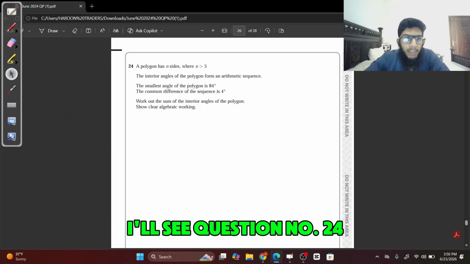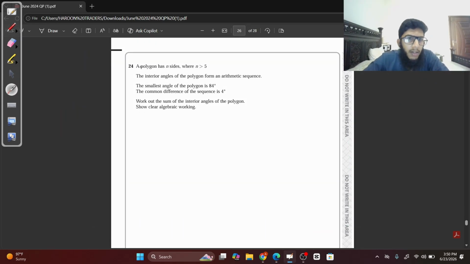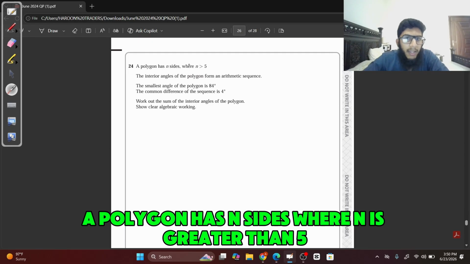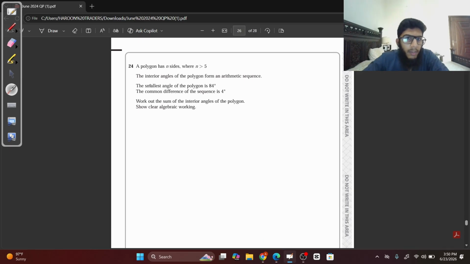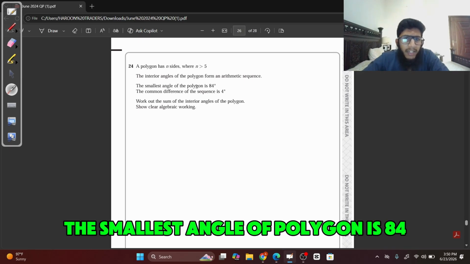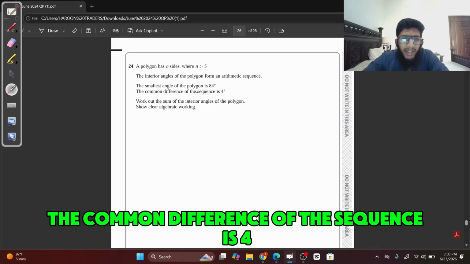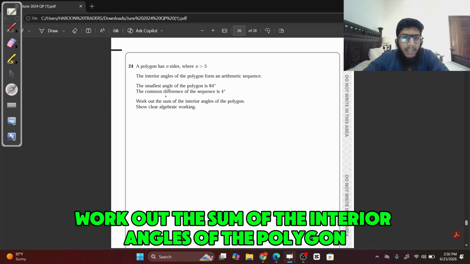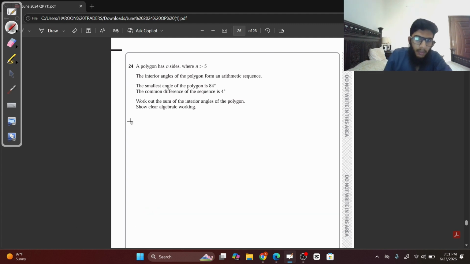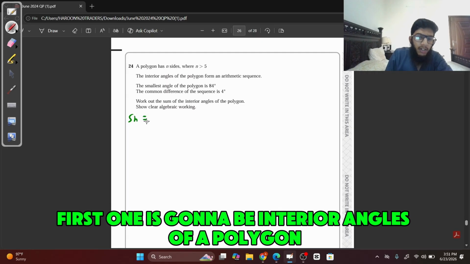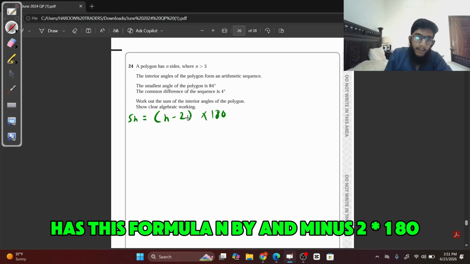Let's see. Question number 24, second last question. A polygon has n sides where n is greater than 5. The interior angles of the polygon form an arithmetic sequence. The smallest angle of the polygon is 84. The common difference of the sequence is 4. Work out the sum of the interior angles of the polygon. Okay, firstly, for this question, you have to make two equations. First is going to be the interior angles of a polygon, which has this formula, n minus 2 times 180.